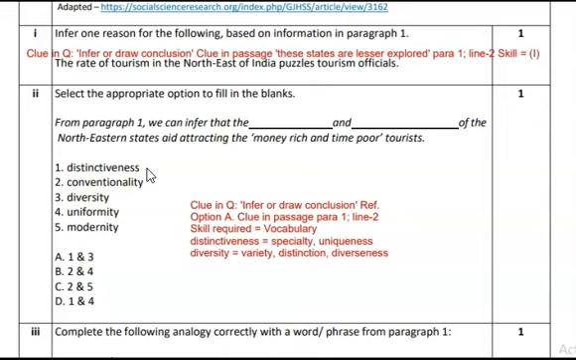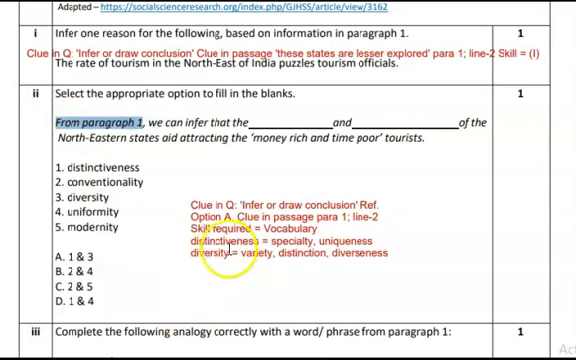So from paragraph 1, we can infer that blank and blank of the northeastern states are attracting the money rich and time poor tourists. So what qualities? Qualities, number 1, distinctiveness, and the second is diversity. So these two will be the answer. So it will be 1 and 3. Again, it is given in the first paragraph. The question setter has already given you a broad hint.